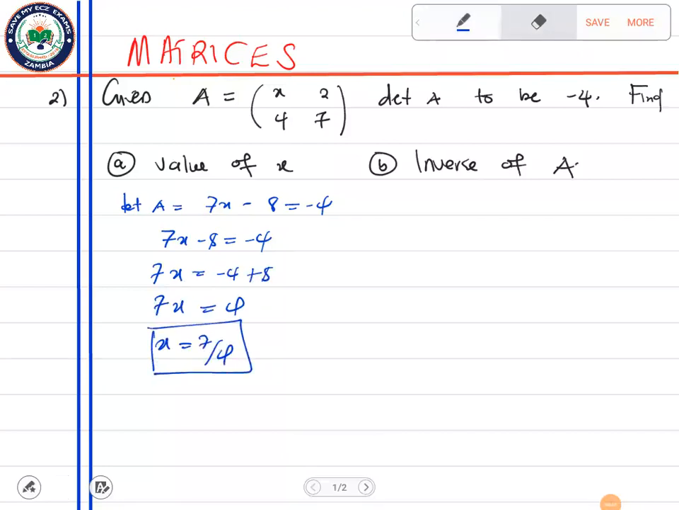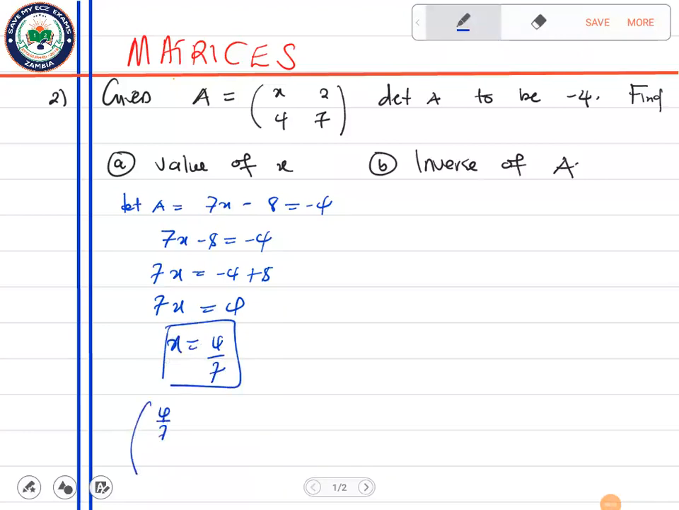Oh, sorry. Not 7 over 4, but x is equal to 4 over 7. That's the value of x. That means our matrix now becomes 4 over 7, 2, 4, and 7. Next is the inverse of A. Now that we know the matrix A, to find the inverse, we know already the determinant is there. So we just have to find the adjoint.